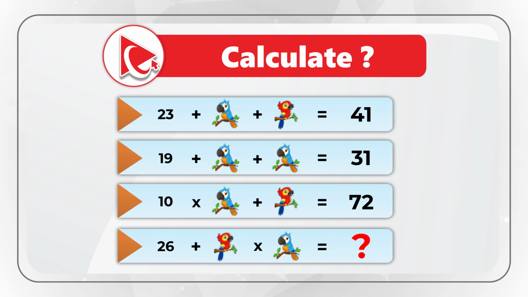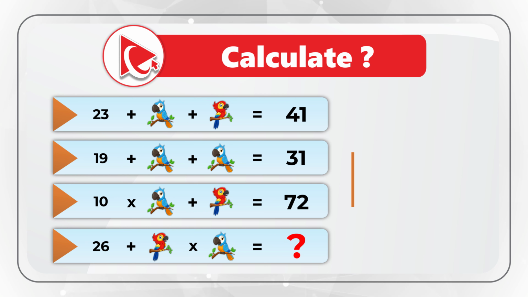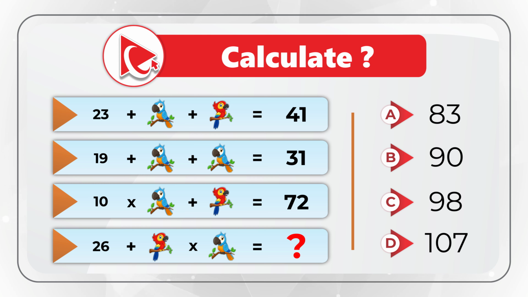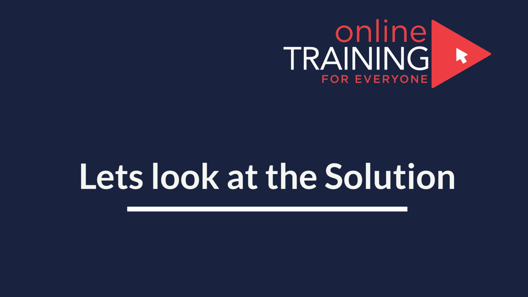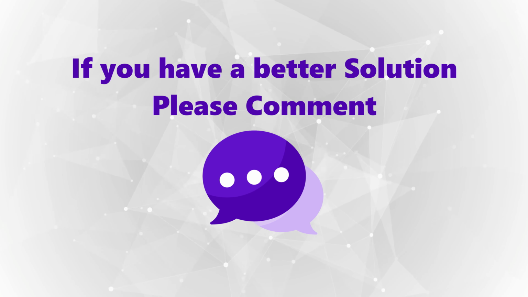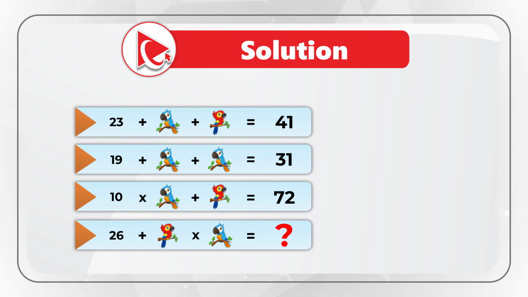You need to select the missing value out of 4 possible choices. Choice A, 83, choice B, 90, choice C, 98, and choice D, 107. Take a close look to see if you can calculate the answer. And on my end, I am moving forward to share with you my version of the solution. And obviously, if you have a better way to solve it, please make sure to post in comments so we can all learn. For simplicity, let's create variables.